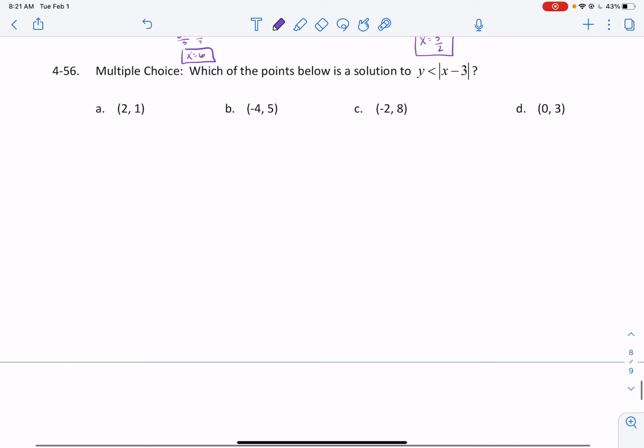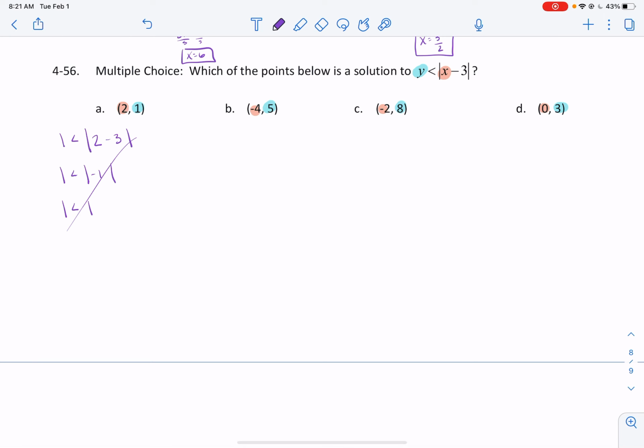All right, multiple choice. Which of the following points is a solution to y is less than the absolute value of x minus 3? So what we're going to do is take each of these x's and plug it in for x, and each of these y's and plug it in for y. So this becomes 1 is less than the absolute value of 2 minus 3. That'd be negative 1. The absolute value of negative 1 is 1. That's not true.